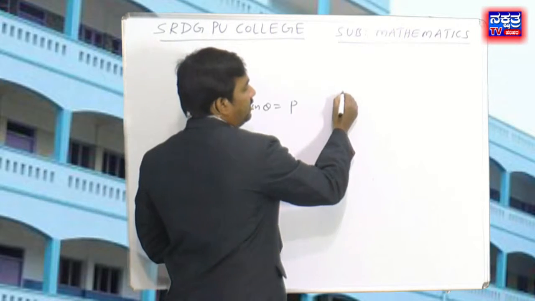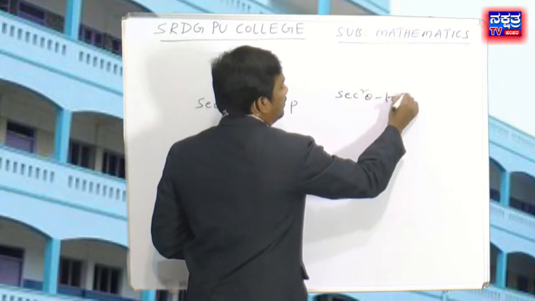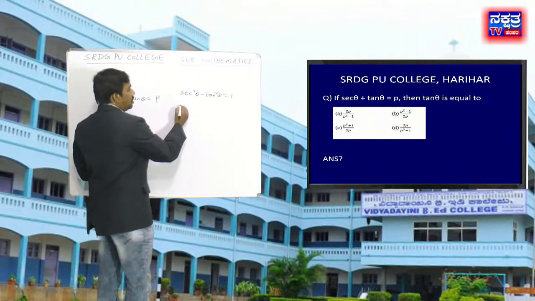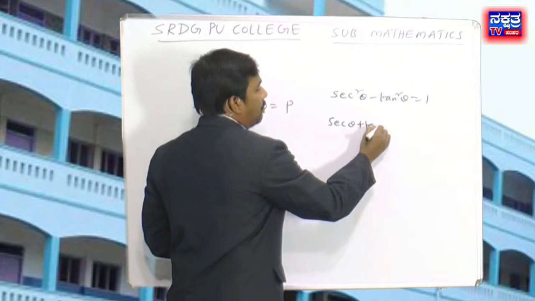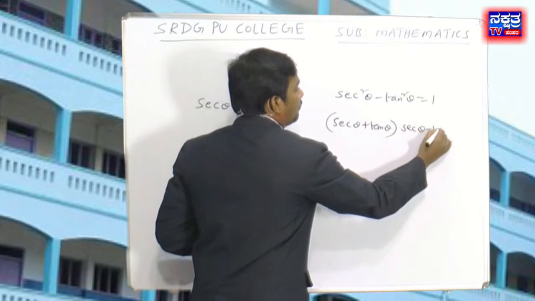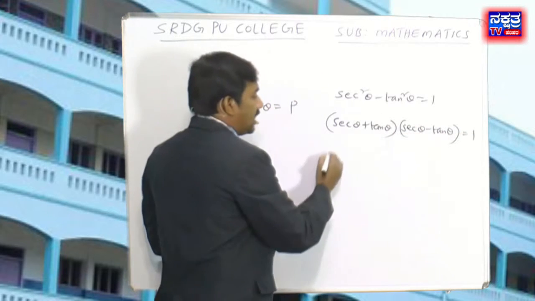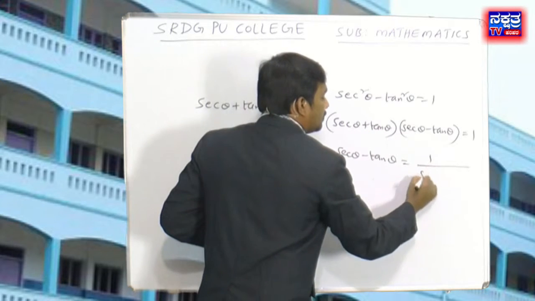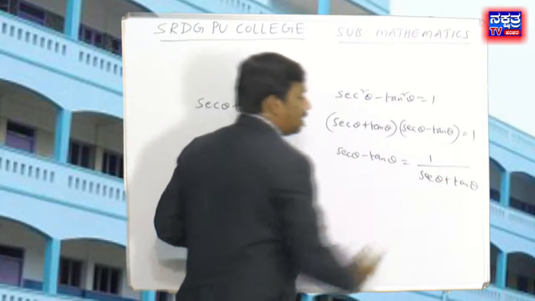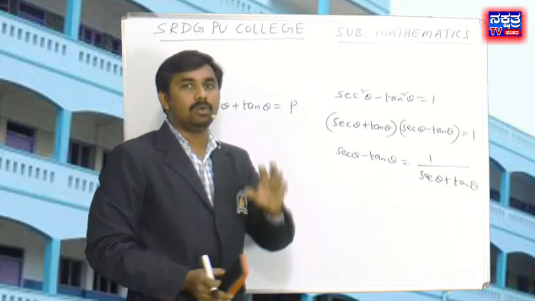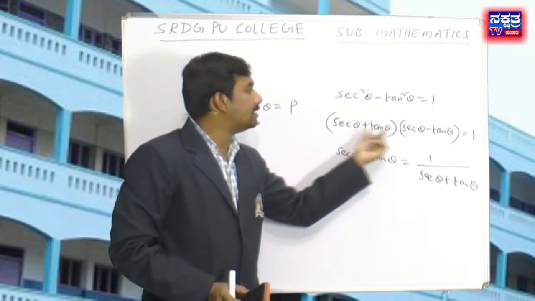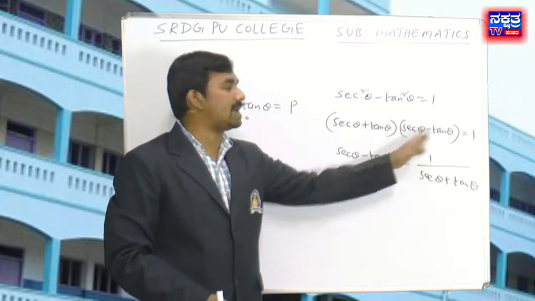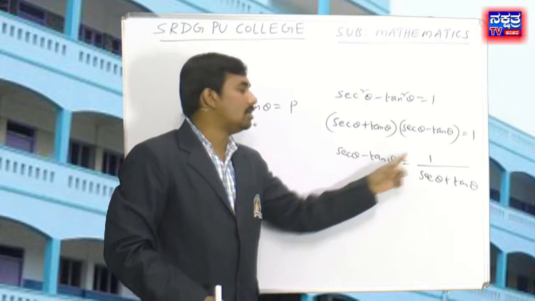You have the trigonometric identity secant square theta minus tan square theta equal to 1. It is in the form A square minus B square equal to 1. So A square minus B square you can write as A plus B into A minus B equal to 1. Then secant theta minus tan theta equals 1 by secant theta plus tan theta. So what we have to observe here: if you know one value P, then the second value is 1 by P. Any one value, not only secant plus tan, you can take secant minus tan also. That means secant minus tan equals 1 by secant plus tan.